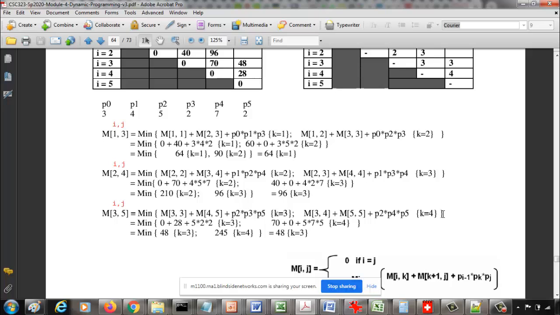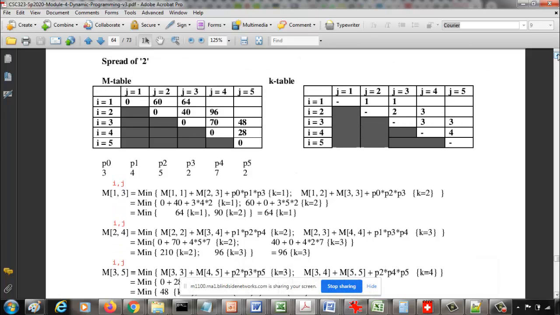Now for k equals 4, this is m of 3 comma 4 plus m of k plus 1 comma j, which is m of 5 comma 5, plus p2 and p5 are fixed, it's just k equals 4, so p4. So m of 3 comma 4 is 70, then m of 5 comma 5 is 0 plus this, so you get 245 multiplications for k equals 4. So the minimum is 48, which comes from k equals 3. So that's what you record in the m and k tables.